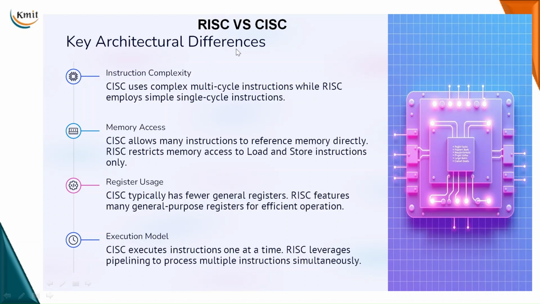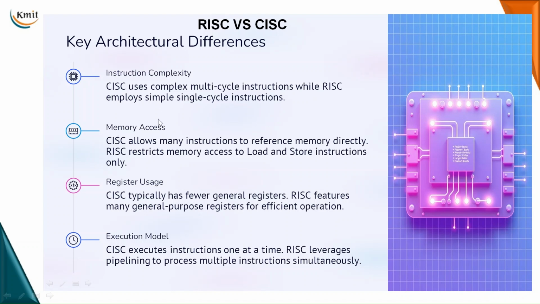The key architectural differences. The first one is the instruction complexity. As we know, the CISC uses complex instructions which take more clock cycles to execute, whereas the RISC employs simple instructions which take a single clock cycle to execute.